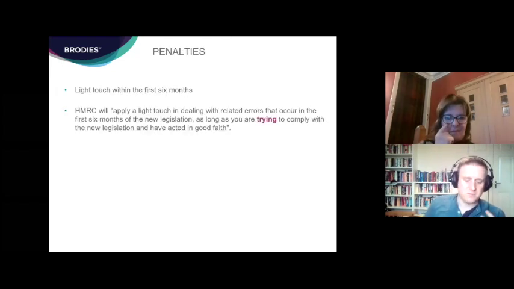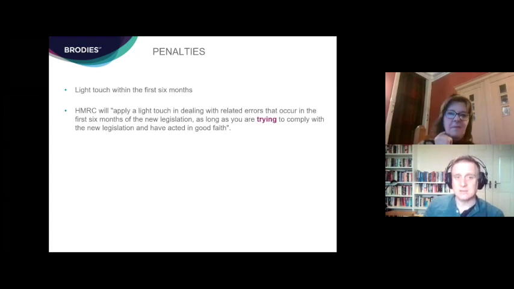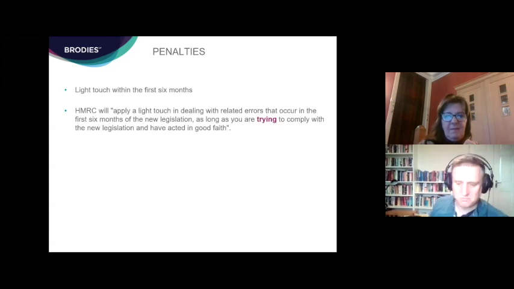In terms of administering penalties, HMRC are going to apply a light touch, as they often do with new legislation or new compliance regimes, for the first 6 months, with the proviso that you have to be able to show them that you're trying in good faith to comply with the requirements. So they're not going to harshly penalize people for innocent mistakes, but I think if HMRC think that you are deliberately not complying, then the light touch will not be applied.